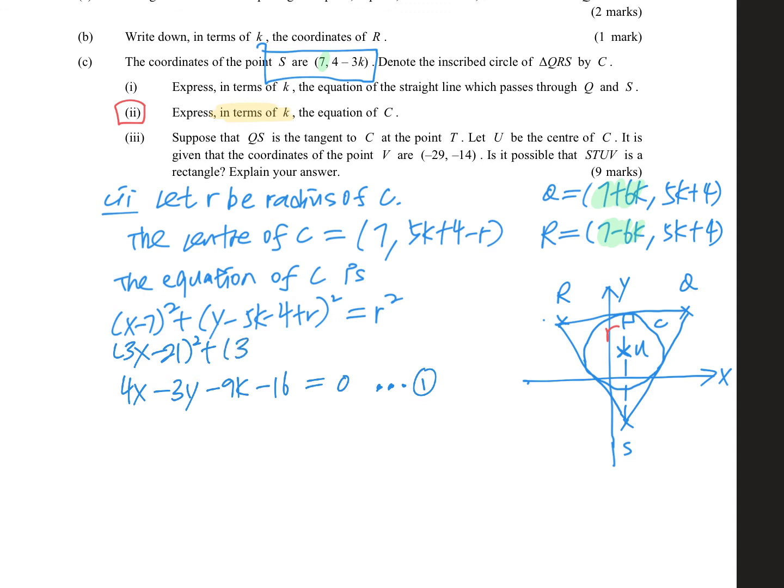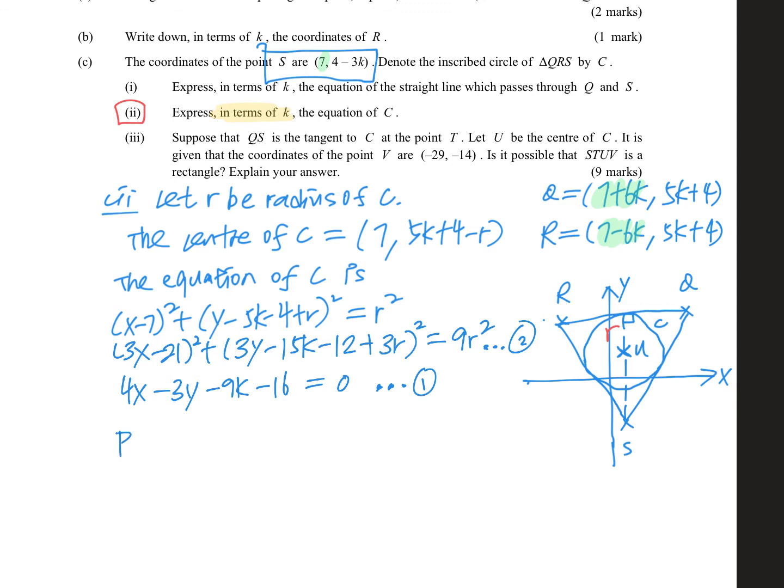So it becomes like this. So 15k, and then minus 12, and then plus 3r equals 9r squared. So this is equation 2. Okay, and then we try to put 1 into 2. How about that?